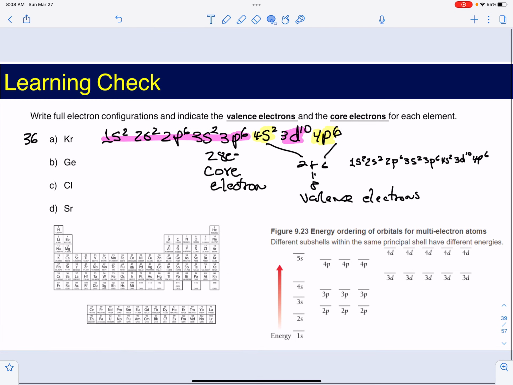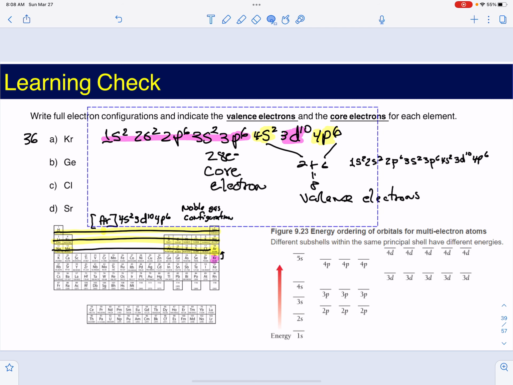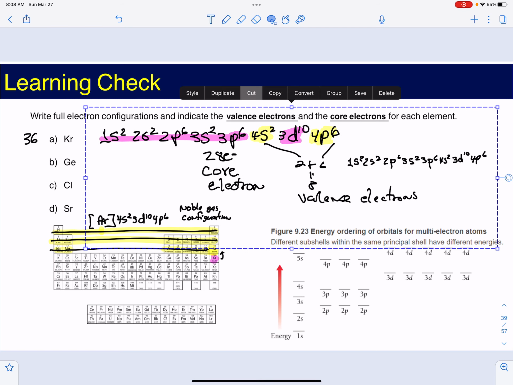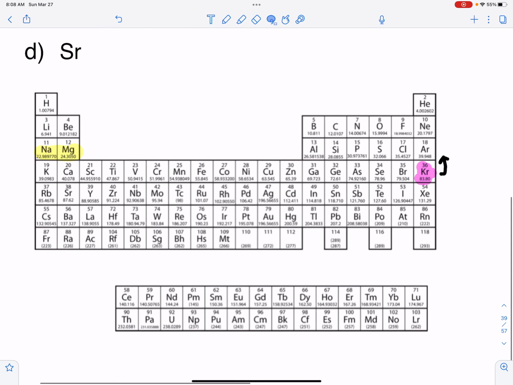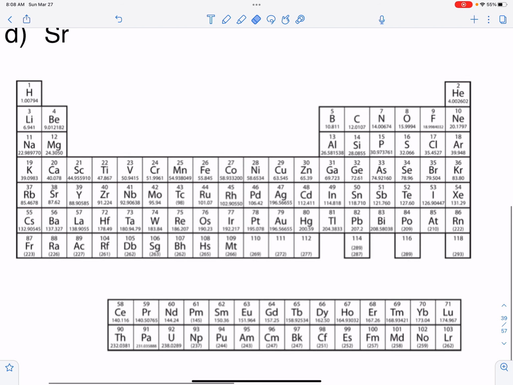So the next one we're doing is germanium. And germanium is going to be right here. So we're going to do it the easy way from now on. We're just going to do the noble gas configuration. So which one is the noble gas before germanium? So we're going to go back. So this is the noble gas before germanium.